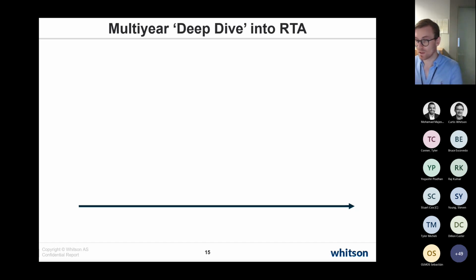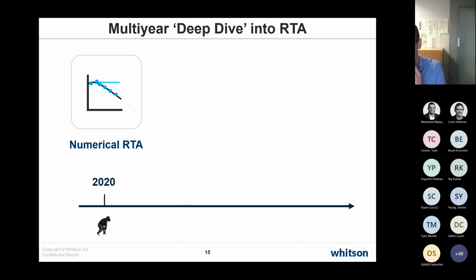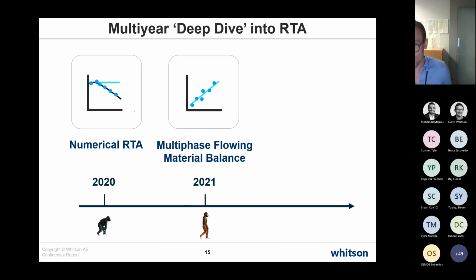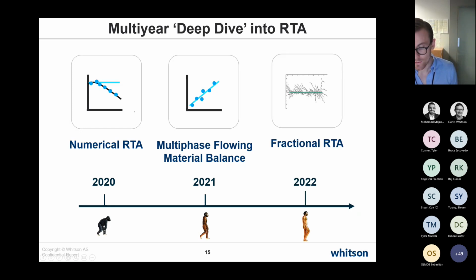So there's not something that we are pushing at Whitson, or that someone has invented because they think it's exciting, but it's actually a problem that is solved by introducing these different techniques. And in short, these 3 different methods are the numerical RTA method from Apache with Braden, the multi-phase flow material balance from Simrex/Cortera, and the fractional RTA from Chevron. So it all comes from operators first and solves a lot of problems.